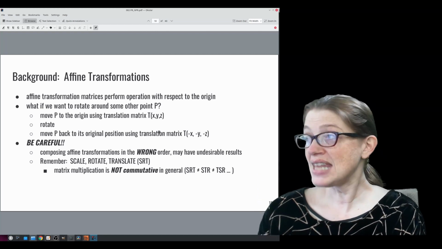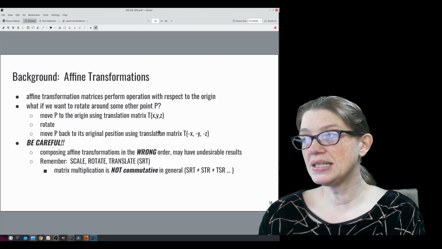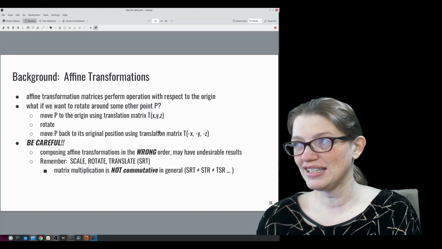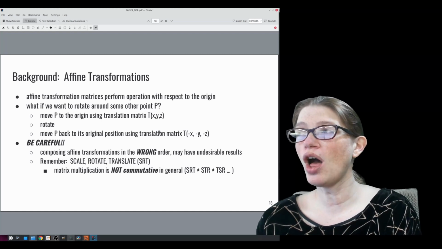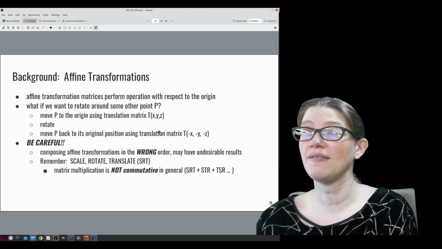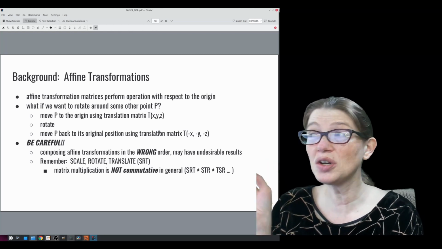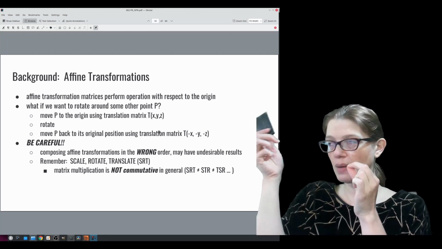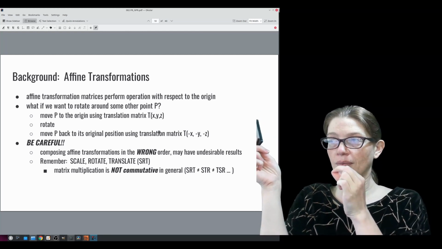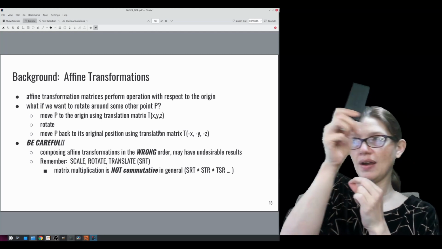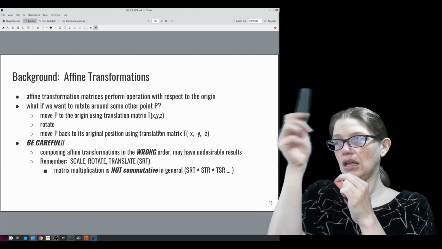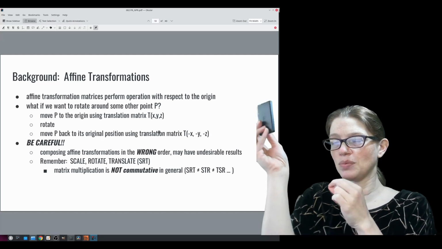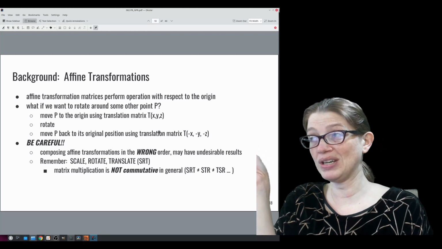Now that's nice. It's fine for translations. For scales, it's reasonable. But what about rotations? What if I want to rotate not about the origin, but about the center of the object? Because if this is my origin and this is my object over here, and I perform a rotation, I'm going to be rotating around the center like this. But all I wanted to do was this. So I want to be able to rotate about an arbitrary point in space.